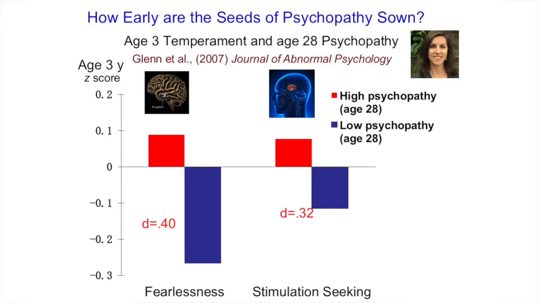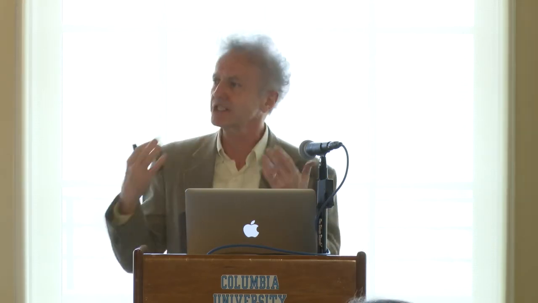Okay, so one early brain mechanism which at least predisposes some people to develop a more psychopathic way of life. Well, how early are the seeds of psychopathy sown? We would say quite early on. This is Andrea Glenn here, now at the University of Alabama. And she did a study looking at temperament at age 3 and later psychopathy measured by self-report. And what she was showing is that at age 3, those individuals high in psychopathy in adulthood have higher scores on a lack of fear at age 3, measured behaviorally in the laboratory. And also they have higher stimulation-seeking scores than individuals low on psychopathy.